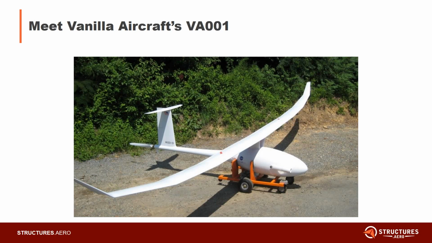It's a HALE aircraft, and in that class of aircraft, high altitude, long endurance, you typically end up having long slender wings to get your highest aerodynamic efficiencies. But what that often translates to is higher flexibility, and the aircraft tends to be more susceptible to aeroelastic effects like Flutter and that kind of thing.